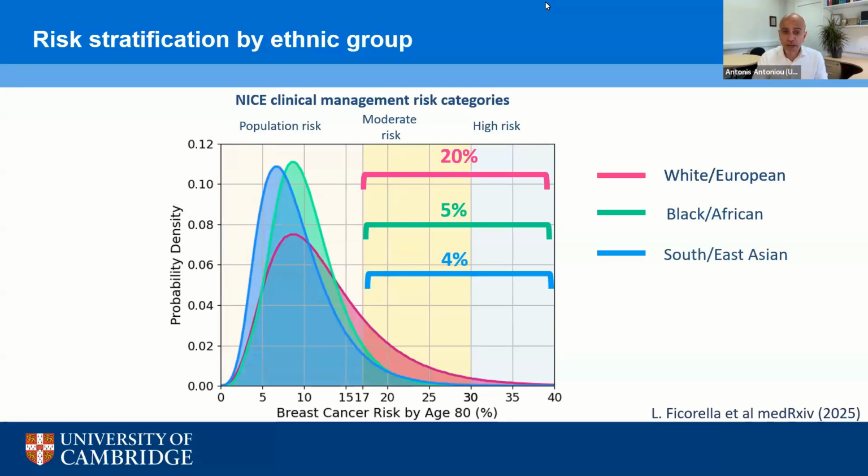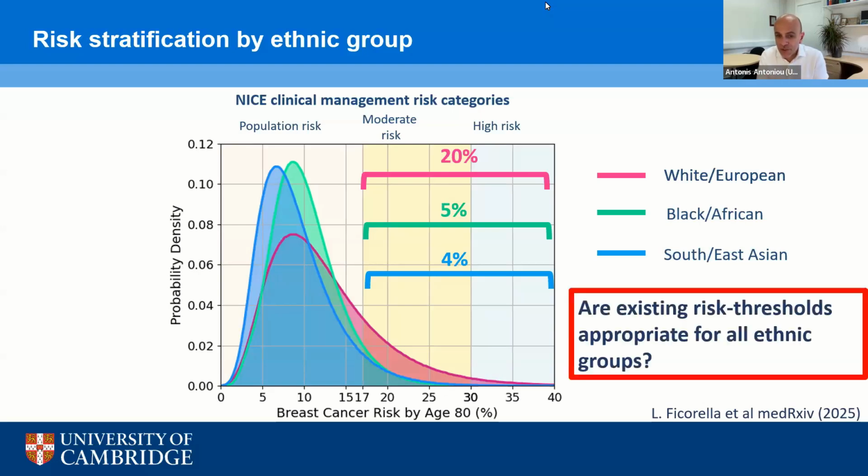And now if we classify this into moderate and high risk groups, as you can see among the African ancestry and East Asian ancestry women, we would only be identifying around 5% of those based on the multifactorial model who fall into the moderate or high risk groups. So a much lower proportion. So I think one of the implications here, in particular for policymakers, is whether the existing risk thresholds are actually appropriate for all ethnic groups.